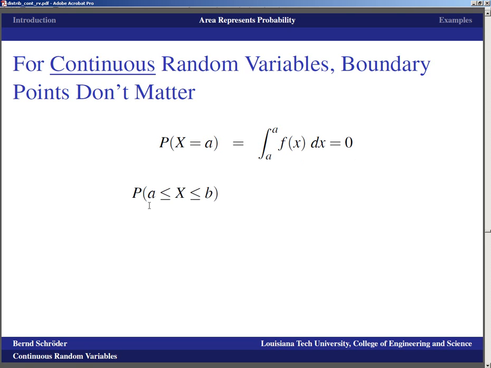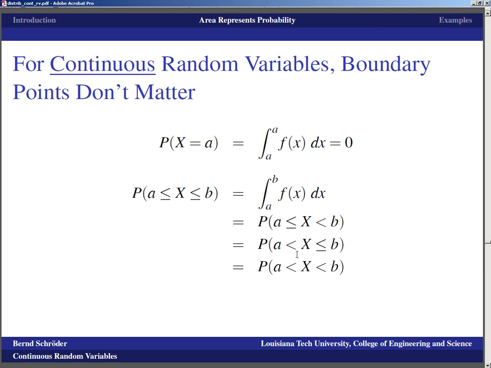And so that means the probability that A is less than or equal to x is less than or equal to B is the integral from A to B of f(x) dx, but that's also equal to the probability of A being less than or equal to x and x being strictly less than B, because the only thing we could add here is the probability that x is equal to B, and that's 0. And then similarly, we could also drop the left endpoint, or we could drop both endpoints from the interval.